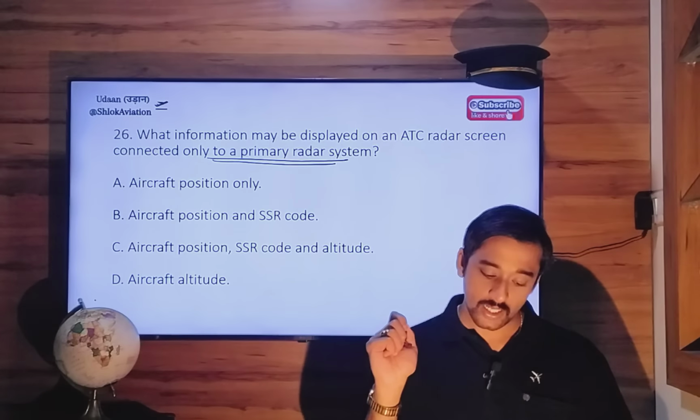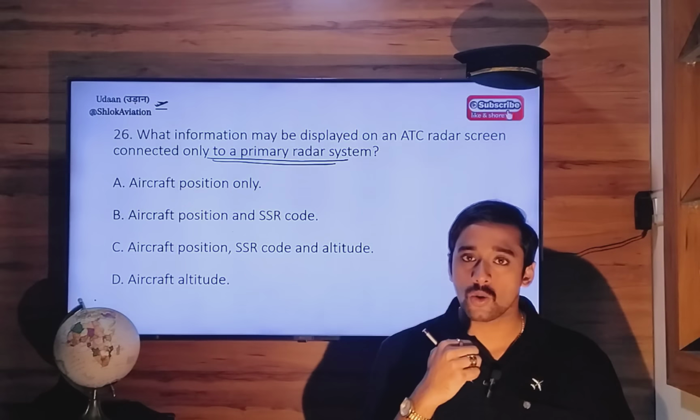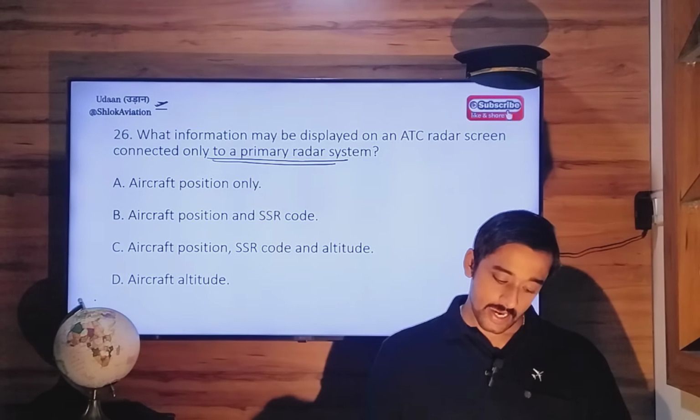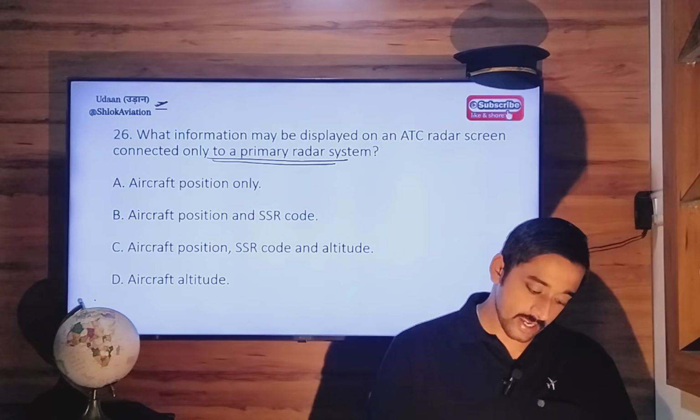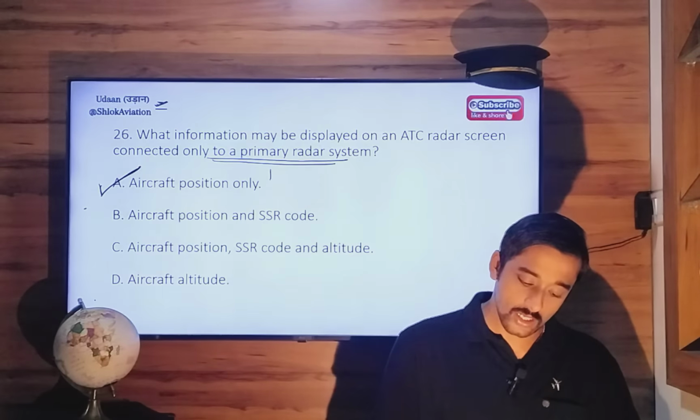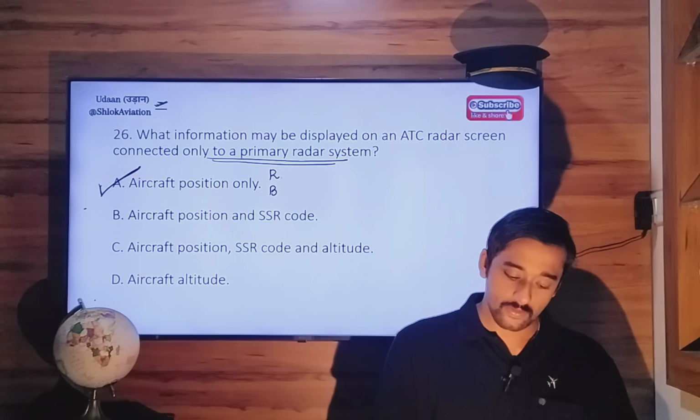Option B, aircraft position and SSR code, meaning transponder code. Option C, aircraft position, transponder code and altitude, aircraft altitude. So the correct option is aircraft position. Aircraft position meaning the aircraft's range and bearing.